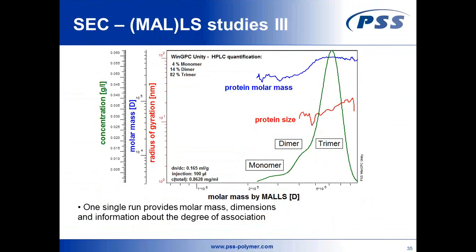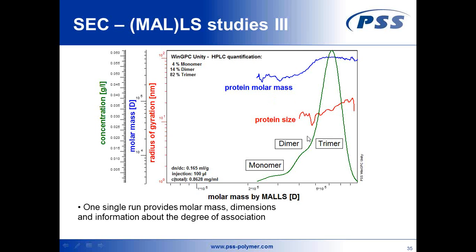And here another very powerful example. If your sample is large enough and you do analyze your protein, you can easily get out of one shot, in a SEC, MALS, or light scattering combination experiment, first of all, the protein molar mass out of the light scattering detector. You can quantify the monomer, the dimer, and the trimer out of the concentration signal.